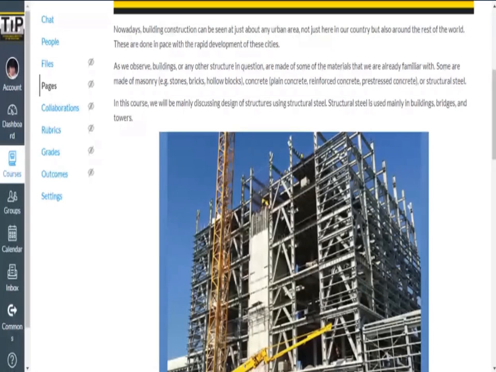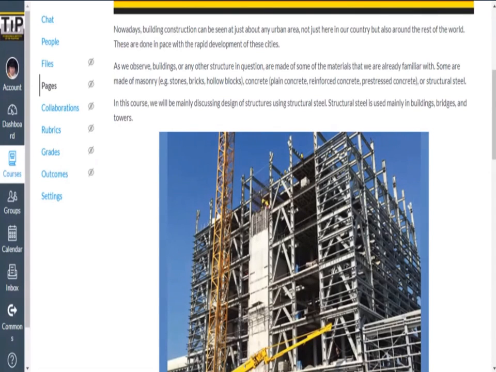So for example, if you want more people to live in a city, you need to build more houses, more apartments, more condominiums, etc. If you want to increase the educational literacy of a city, you need to build more schools, etc. Now, as we observe, buildings or any other structure in question are made of some of the materials that we are already familiar with.